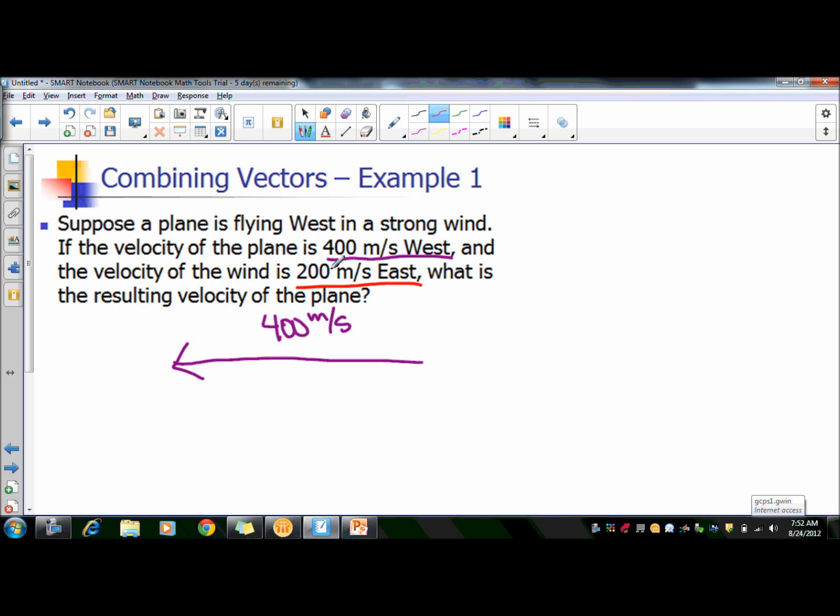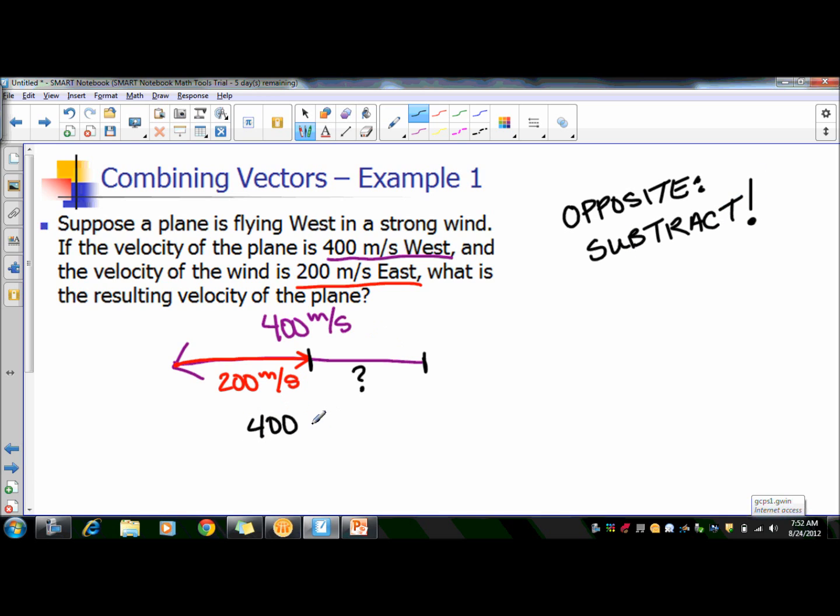Now, we have the wind going east. At the head of this arrow, we're going to put the tail of the other. This is going in the opposite direction, 200 meters per second east. So we have 400 going west, 200 going east, and what we care about is the start to end. This is what we're looking for. If they're going opposite directions, use subtract. So 400 minus 200 gives us 200 meters per second, and it's always in the direction of the larger, so it's going to be west. 200 meters per second west.